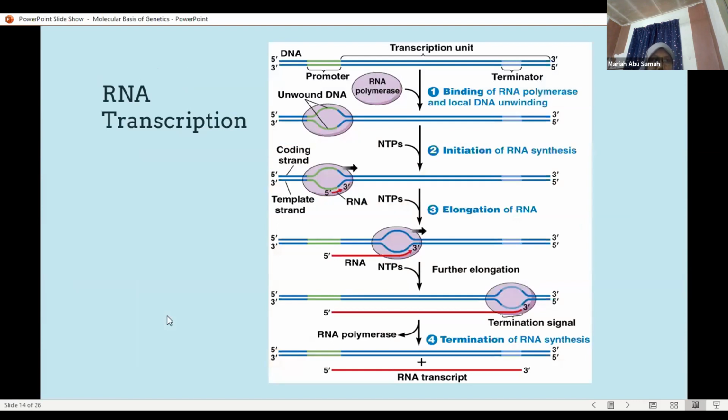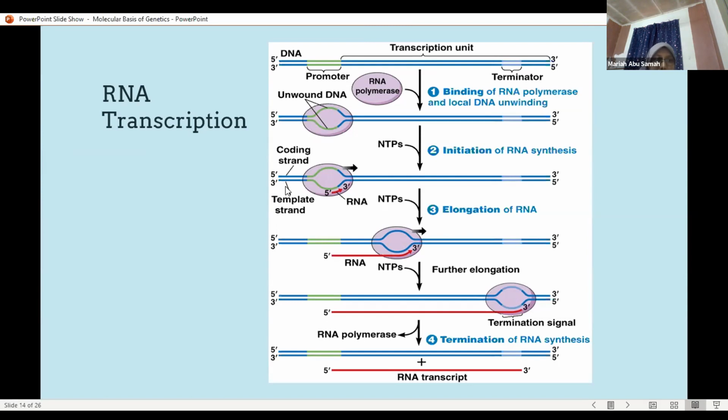While for RNA transcription, transcription uses one of the two DNA strands as a template, which is the template strand. The RNA strand is complementary to the template strand, so it is almost similar to the other DNA strand, which is the coding strand, except that the thymine in DNA will be replaced by uracil in RNA.